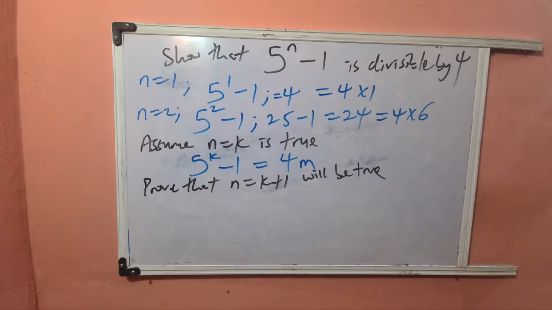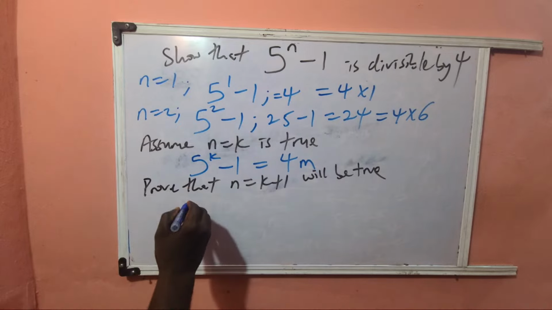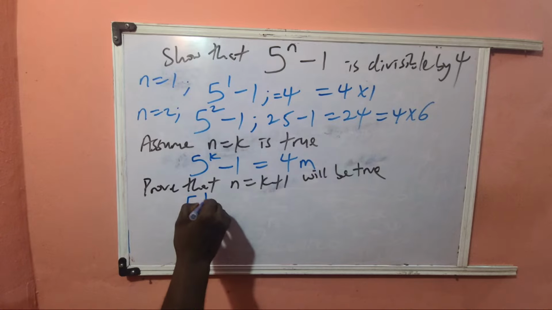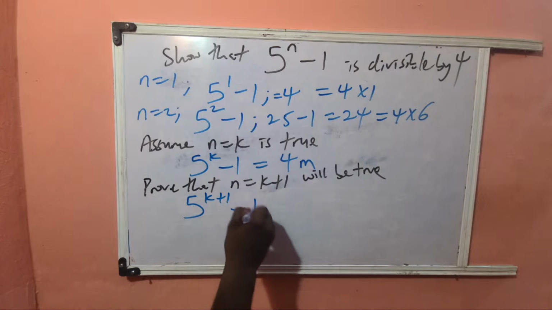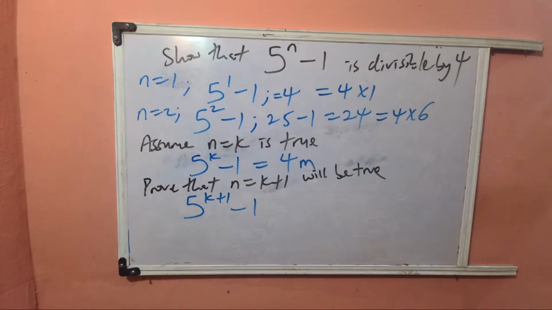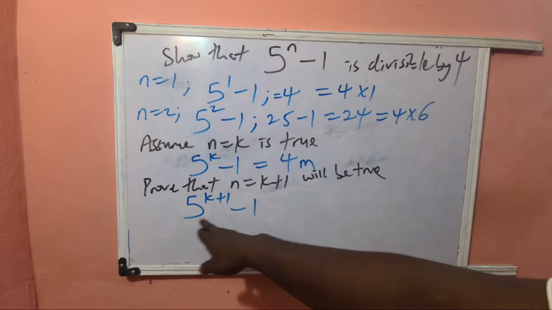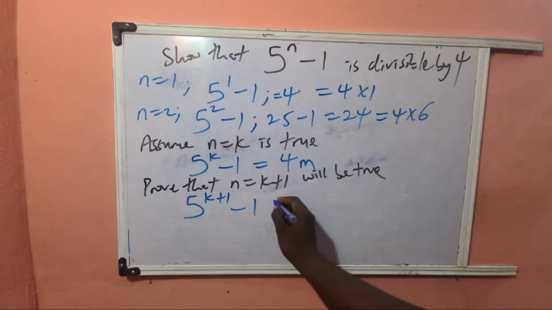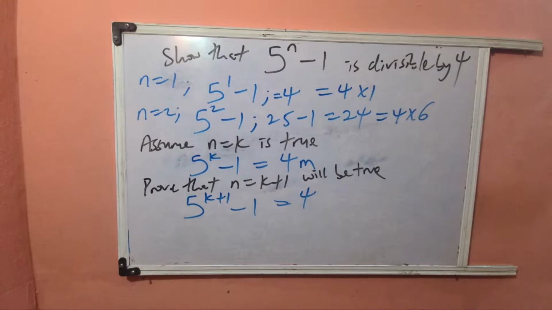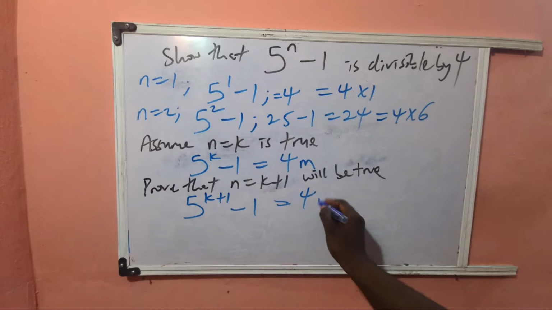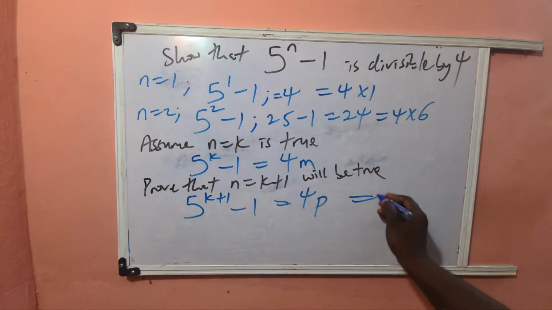We want to prove that when n equals k plus 1 it is going to be true. So that means we have 5 raised to power k plus 1 minus 1, of course, when you put in n as k plus 1. So this is what we now want to prove: that when we do it, we will get 4 times an integer value. Let's put p there. This is what we want to prove.